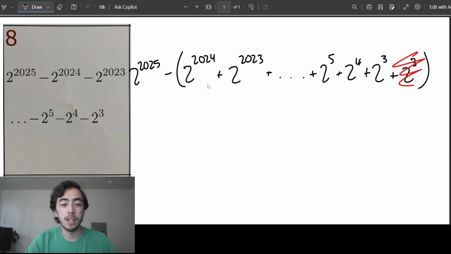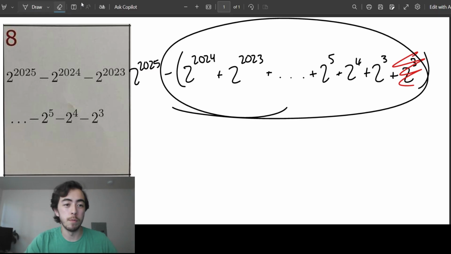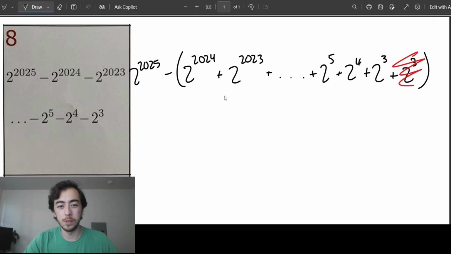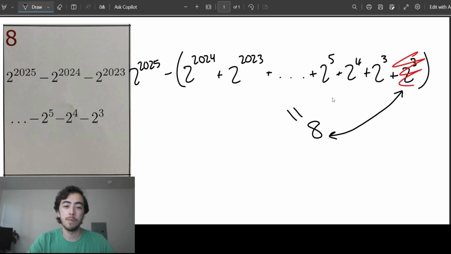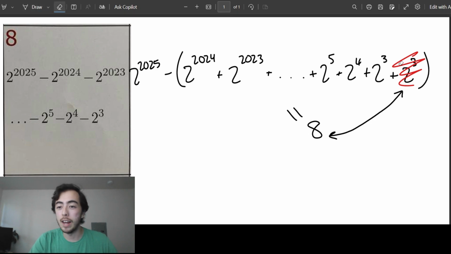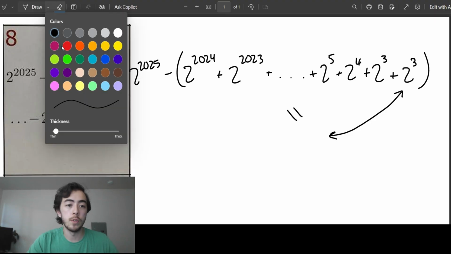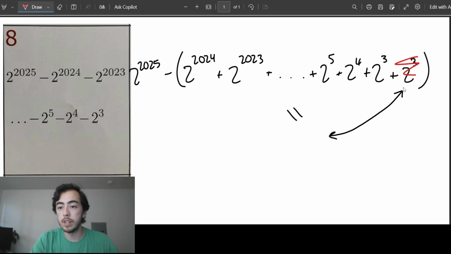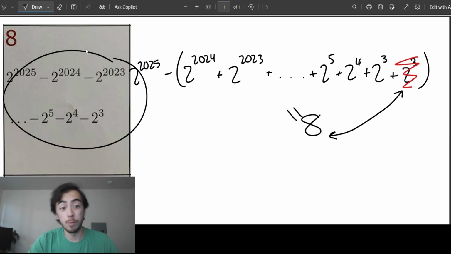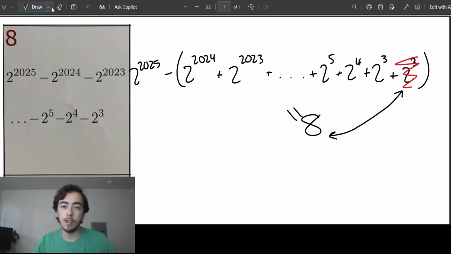So instead of subtracting everything away from 2 to the power of 2025, I'm subtracting just enough that I'm left with 8, which is that 2 to the power of 3 that's going right there. Had I not scribbled this away, we would be getting 0 here because these two numbers are equal. But because I'm not subtracting the 8 over here, I am now left with 8 from this problem. So that's how I'm thinking about it.